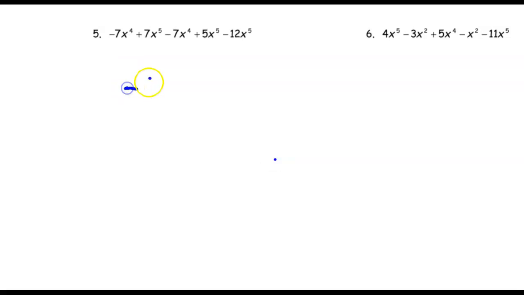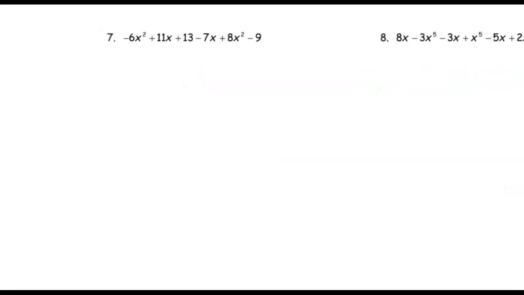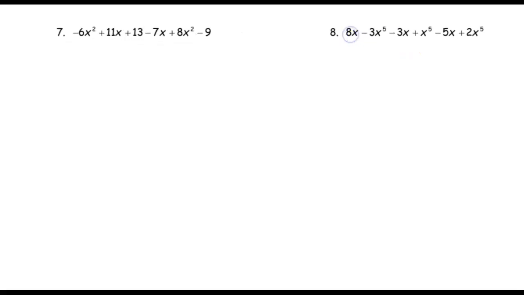Okay, 5 should be negative 14x to the fourth. Number 6 should be negative 7x to the fifth plus 5x to the fourth minus 4x squared. Do the same thing for the next 2 problems if you need more practice. Okay, there's 7 and 8. I'm going to move this over a little bit so we don't cut it off. There's 7 and 8. So pause the video, write down the 2 problems and try them.